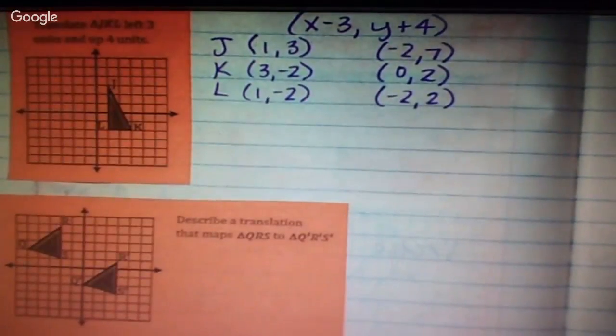Okay, the last one. All they want you to do is come up with the rule. What is happening here? Remember, decide which one's your pre-image and which one's your image, so you know which way you're moving, because it's a completely different thing if my pre-image is the one on the left or the one on the right. Okay, so think about it first.